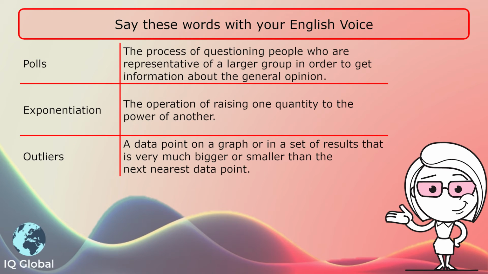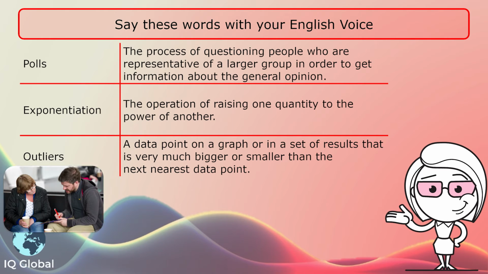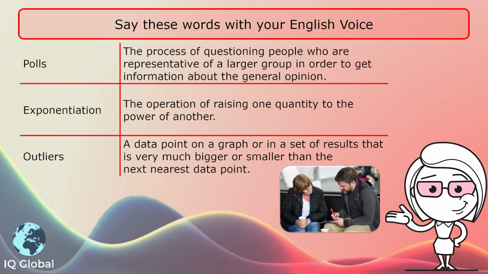Polls. This is the process of questioning people who are representative of a larger group in order to get information about the general opinion. An example of this would be if a company wanted to find out people's opinions about their product. They would ask questions, they would take a poll to find out what people thought, if they liked it or didn't like it. And then they can adjust their product according to those polls, according to the opinion.